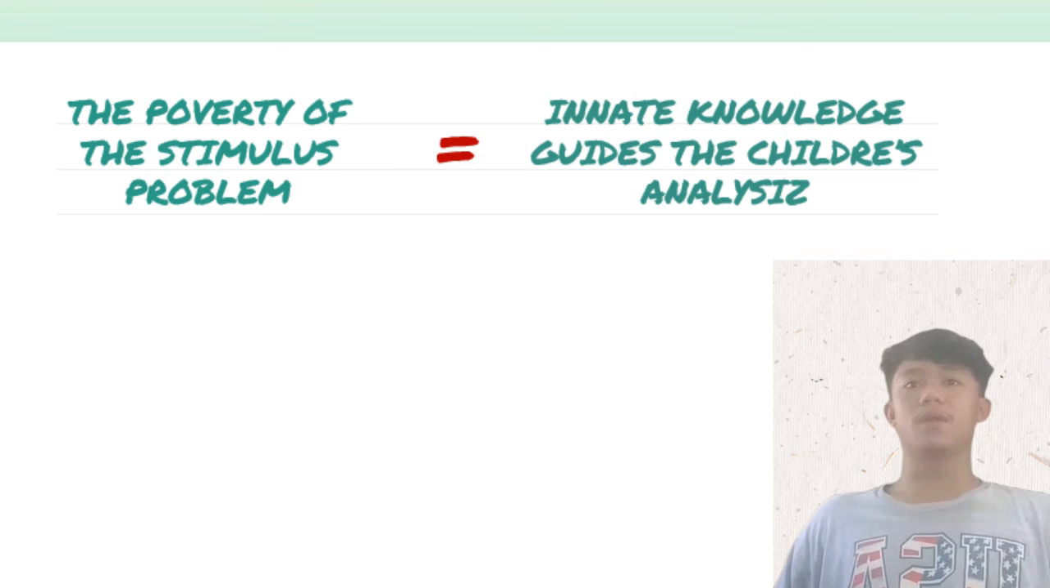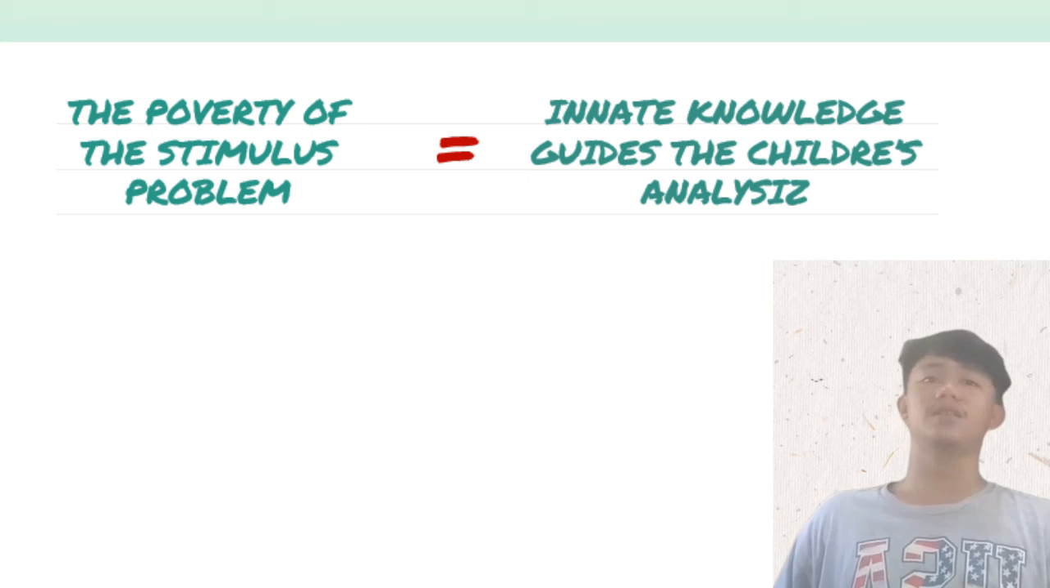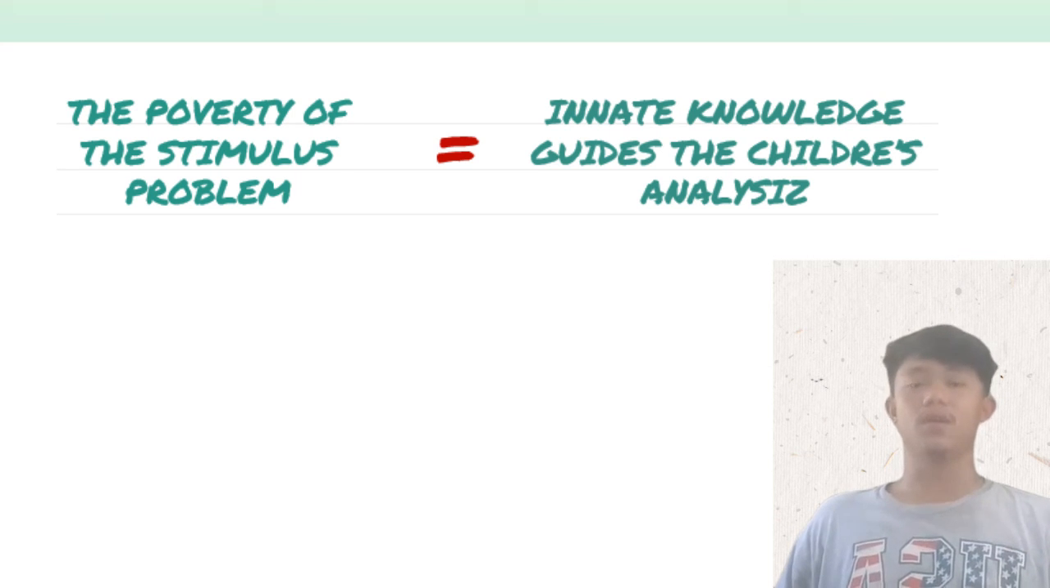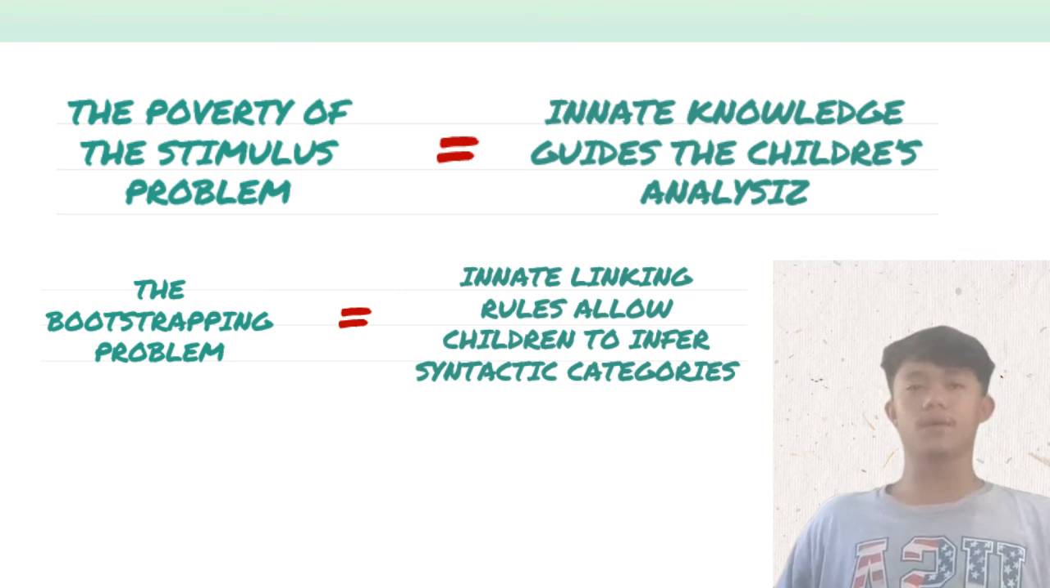The poverty of the stimulus problem is solved because innate knowledge guides children's analysis of their input. The bootstrapping problem is solved because the innate linking rules allow children to infer syntactic categories which are not observable from the situation, through the thematic roles. Once syntactic categories are identified, syntactic rules can be learned.